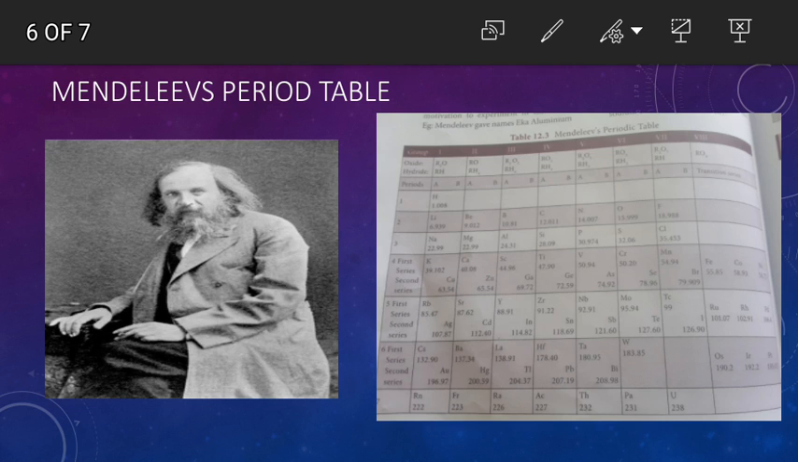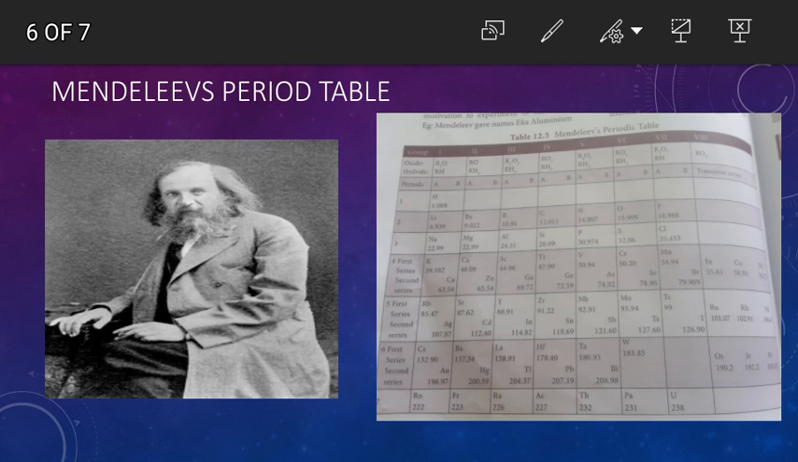He was the one who placed all the elements based on their properties, but certain elements could not be placed in their proper groups in this manner. The reason was wrongly determined atomic masses. Some of the masses were wrongly determined. Wrongly determined means we cannot say the accurate value.